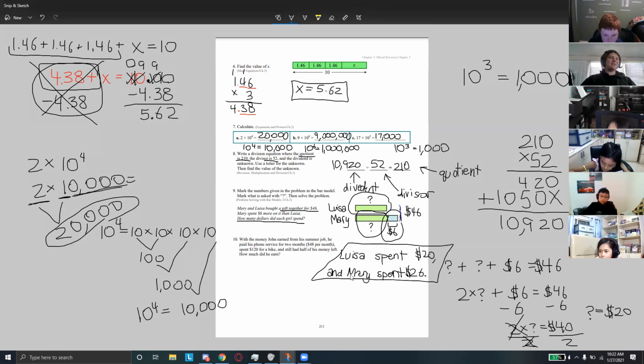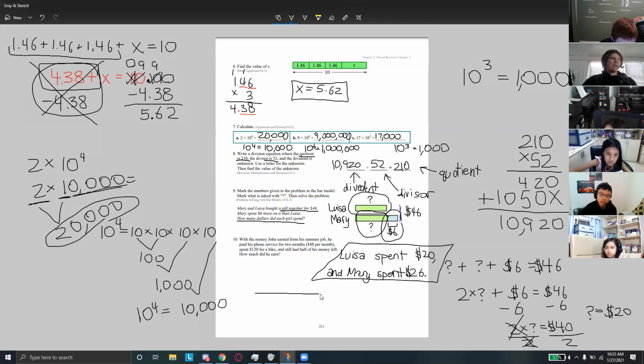And so we have one last question on this page. With the money John earned from his summer job, he paid his phone service for 2 months, $48 per month, spent $120 for a bike, and still had half of his money left. How much did he earn? Okay, so we're asking how much he earned total. So with the money John earned from his summer job, he did all this.